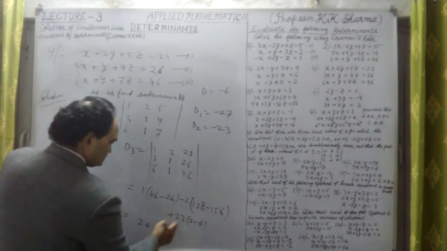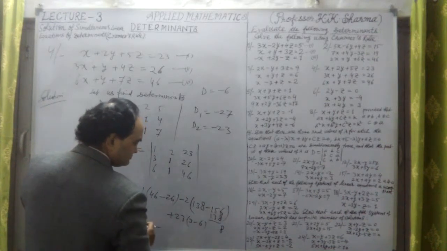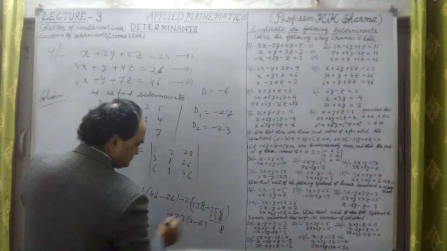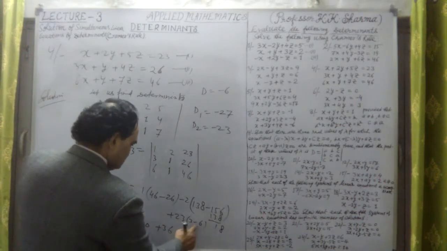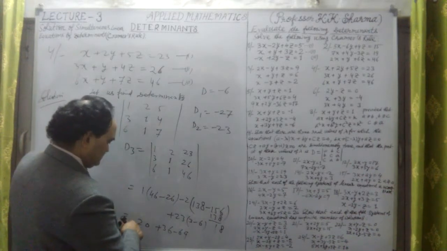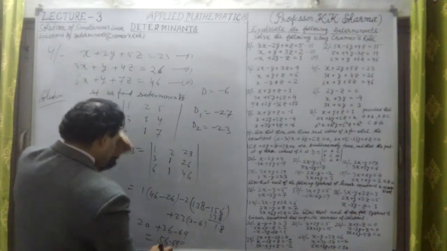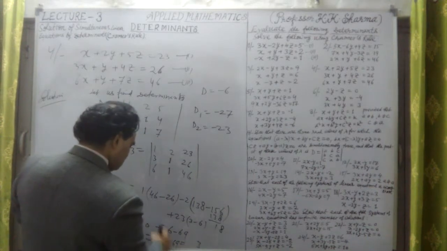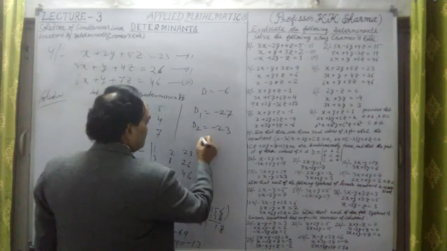Minus 2 into it will be a plus value, because 138, if I subtract, 16 minus 8, 1 carry, 180 minus 80. So this is nothing but minus 18 into 2 plus 36. And this is minus 3 into 39, minus 69. Right. We got 36 plus 20 is 56. So 56 minus 69. This will give us 9 minus 6, 3, and then 6 minus 5 is 1, 13 minus 30. This value, D3, is minus 13.